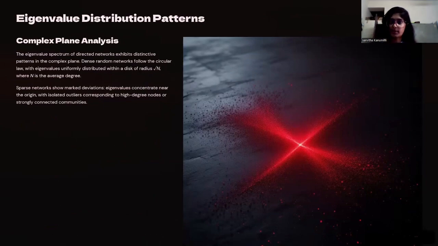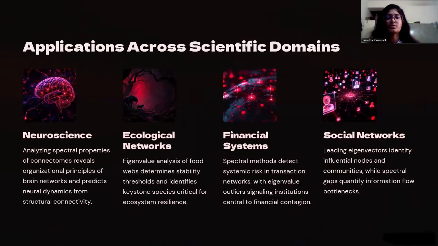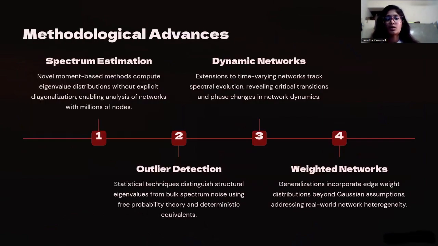And the third one is eigenvalue distribution patterns. We get to know about the complex plane analysis, which basically explains that the eigenvalue spectrum of directed networks exhibits distinct patterns in the complex plane. And the next are a few applications in scientific domains. The first one is neuroscience. We use it in ecological networks, in financial systems, and also in social networks. And methodological advances are four: the first one is spectrum estimation, second one is outlier detection, third one is dynamic networks, and fourth one is weighted networks.